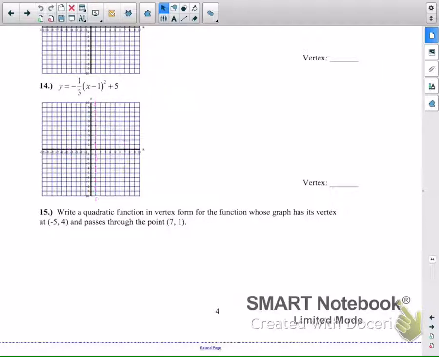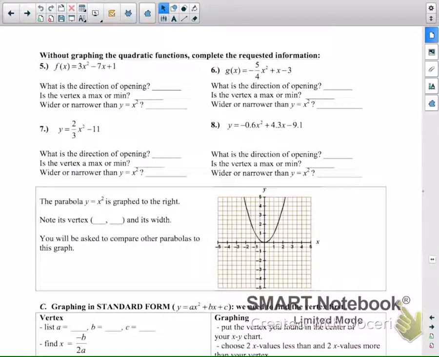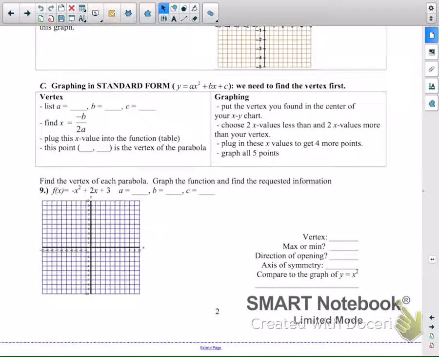If you would flip back a page or so, we're going to practice graphing standard form and changing these into vertex form. So back to page 72. Is that right? I could be lying. No, I have no idea what page I'm on.